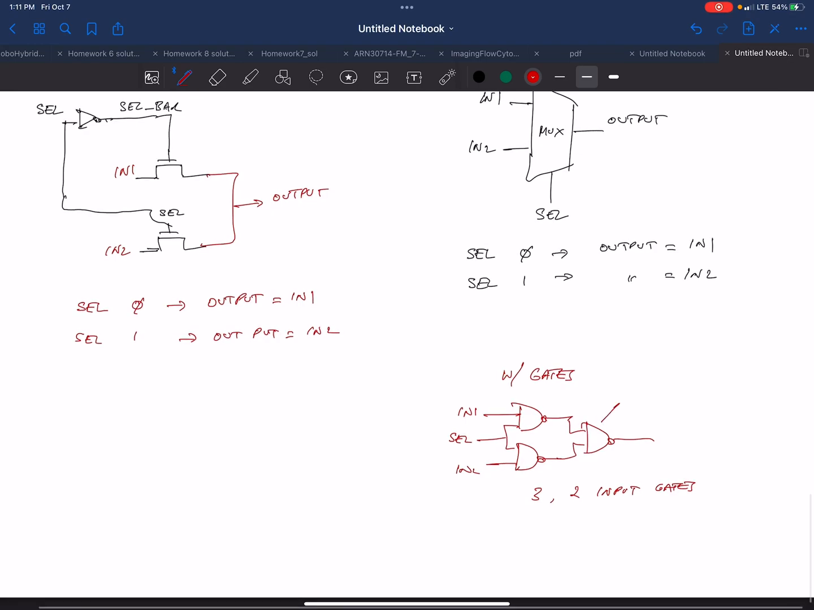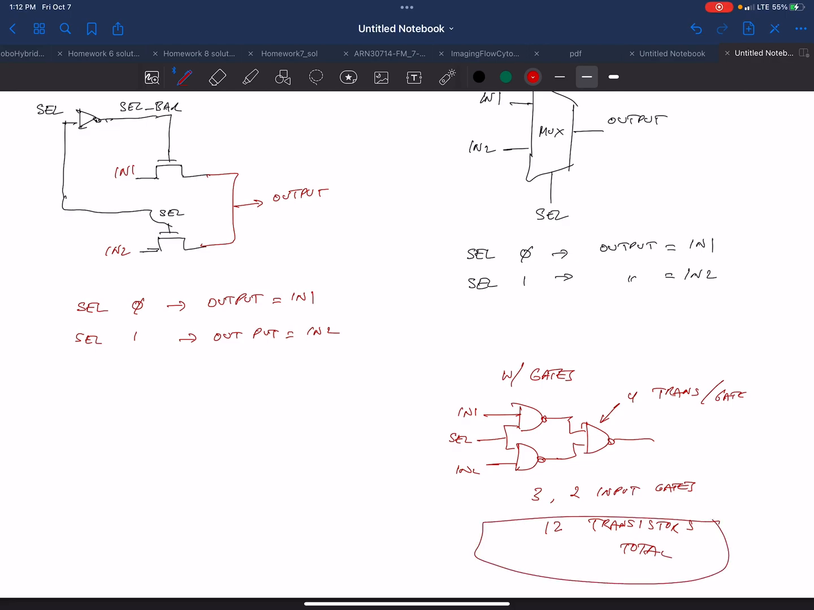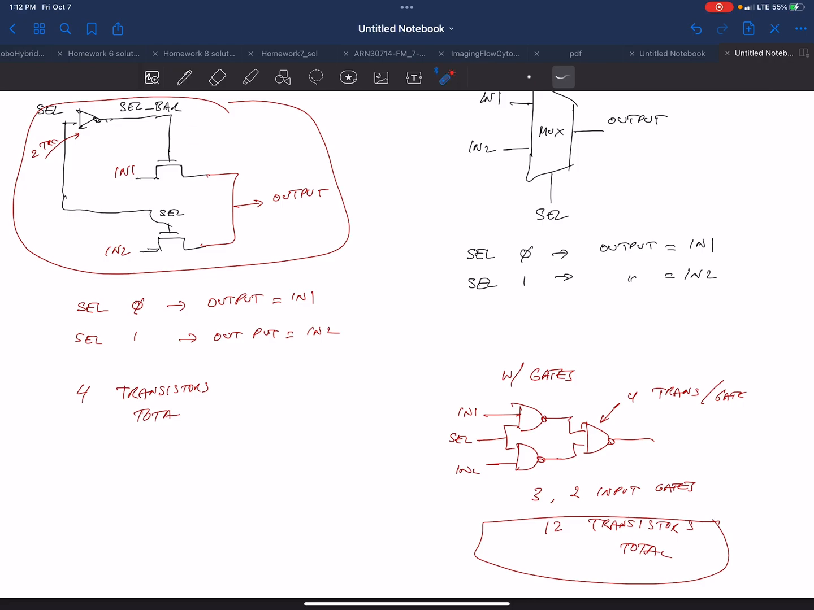Each 2 input gate has 4 transistors per gate. So I would have 12 transistors total with this kind of implementation. And with this kind of implementation, I have 4 transistors total. There are 2 transistors in the inverter, and this guy and this guy. So it looks like a much more efficient implementation.